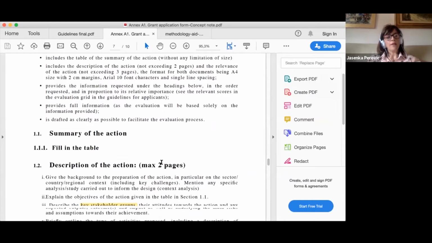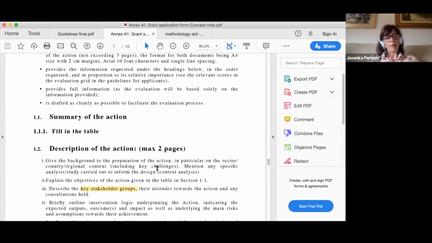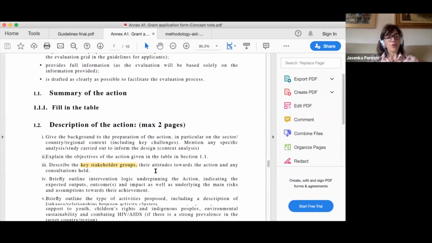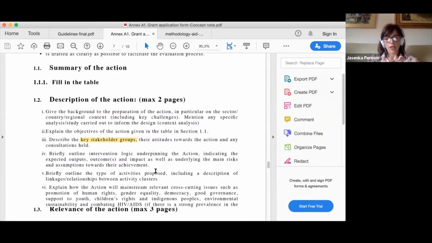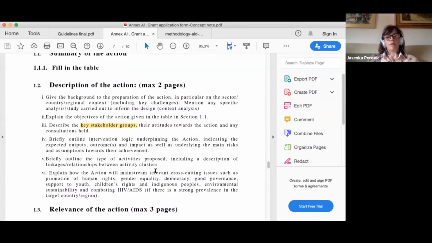Also, when you go under each of these subheadings, please pay attention to each of the small bullet points, because it guides you through the process of what you need to include. So you give the background of the preparation of the action, explain the objectives of the action, describe the key stakeholder groups and their attitudes, briefly outline the intervention logic underpinning the action, briefly outline the type of activities, and explain how the action will mainstream relevant cross-cutting issues such as promotion of human rights.